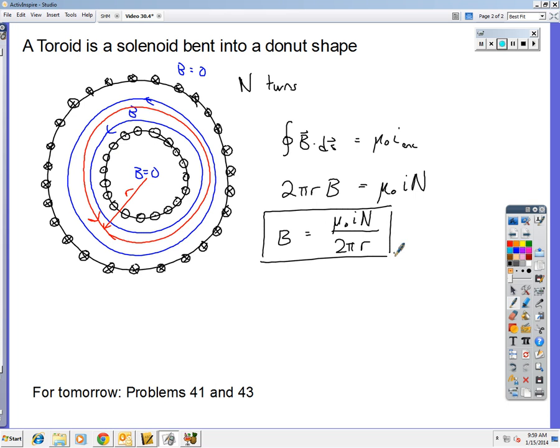And tomorrow I'm going to check problems 41 and 43, and they're not actually too terribly difficult. There's not too many difficult questions they can ask you about solenoids and toroids with the kind of math that you know. And that brings us to the end of magnetostatics. We have one more chapter to go, and that is magnetic induction.